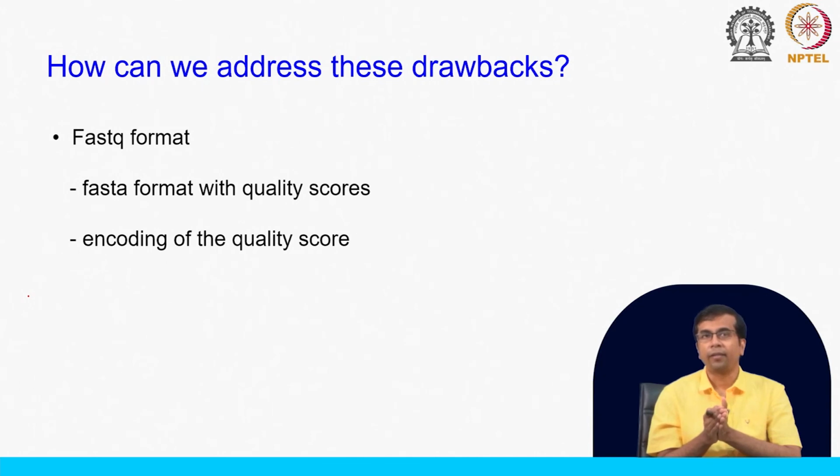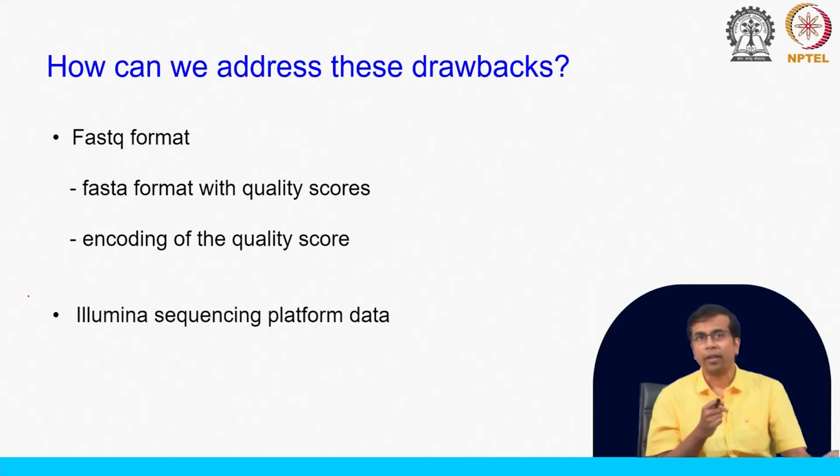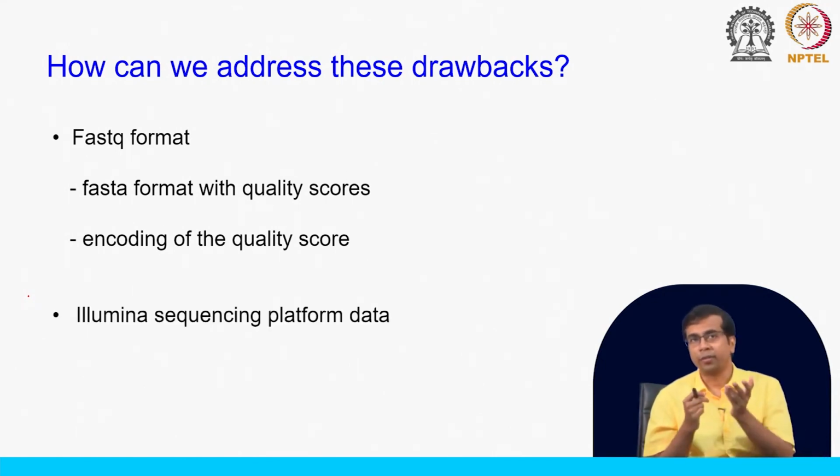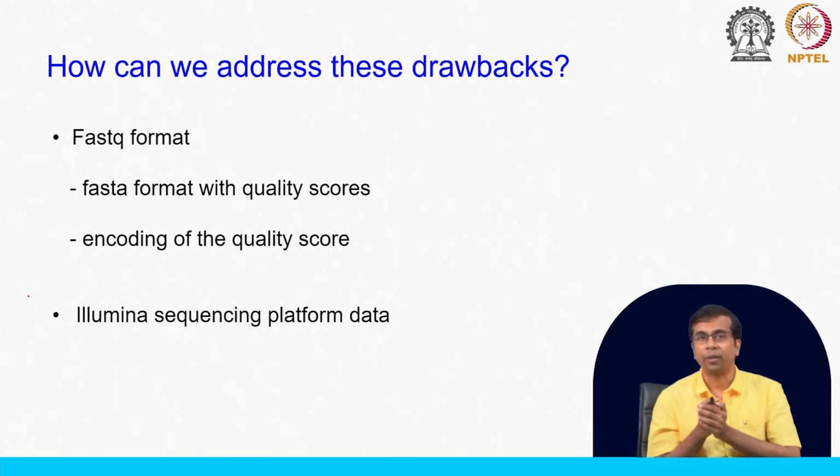In addition, you have the quality score encoding. So, these quality scores are not represented by numbers anymore, those inefficient two digit numbers with spaces. You have a more efficient way of doing this through some sort of encoding. Okay. Just to give you an example, this FASTQ format is used by the Illumina platform. All Illumina data comes in FASTQ format.